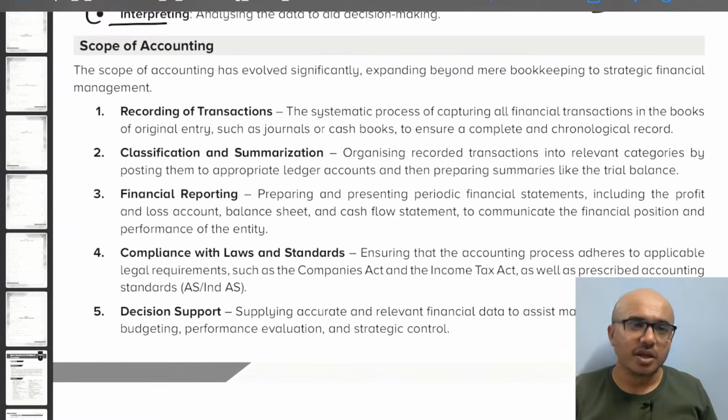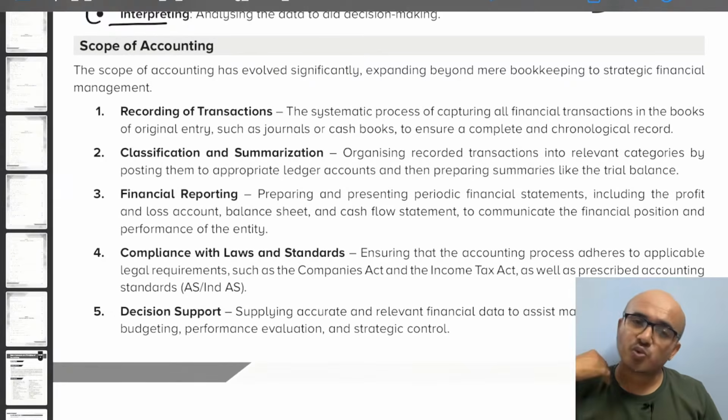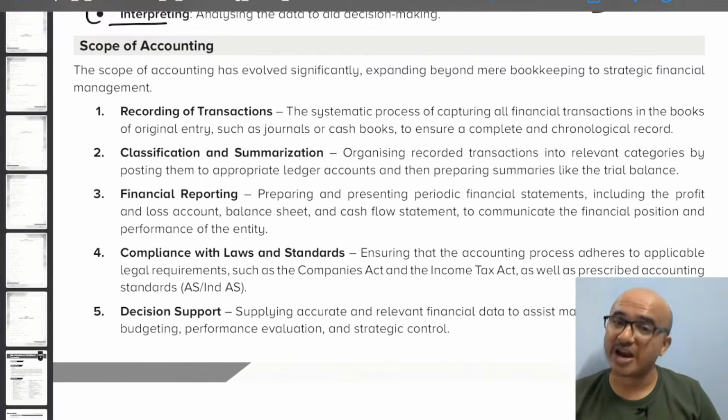Then we have financial reporting. This is something new. Preparing and presenting periodic financial statements, including profit and loss. Okay, here when they say periodic, generally we think that financial statements are prepared once in a year, but that is not always the case, especially when it comes to companies. Companies would need constant information regarding the performance of the company. Every quarter we have financial statements. Of course, if it's a listed company, then there will be far more regulations. So that is something which you have to keep in mind when it comes to reporting.